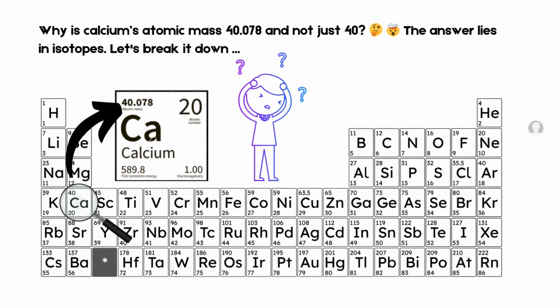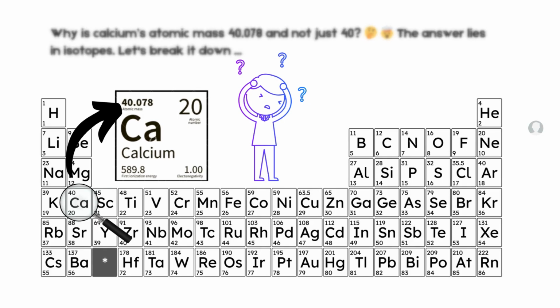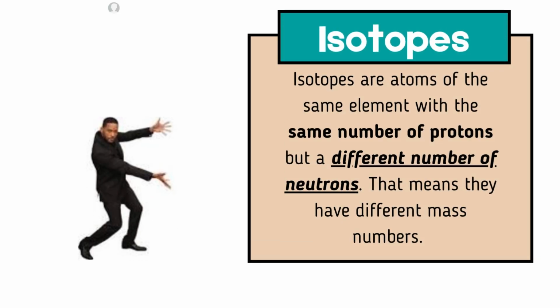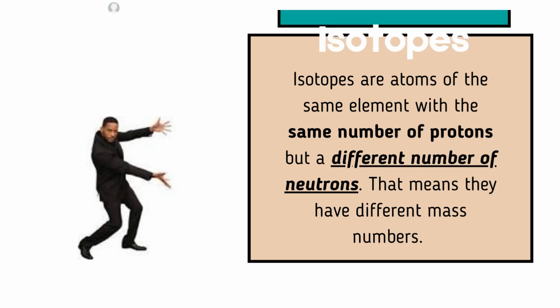Why is there a decimal in calcium's atomic mass and not just 40? The answer lies in isotopes. Let's break it down. Isotopes are atoms of the same element with the same number of protons, the positive particles, but a different number of neutrons. That means they have different mass numbers.